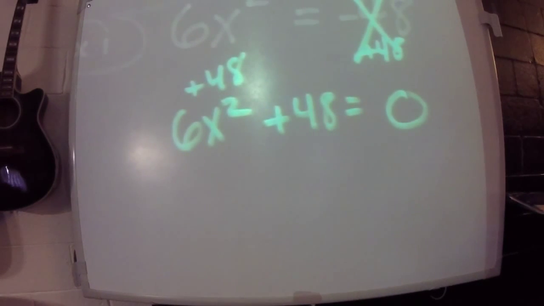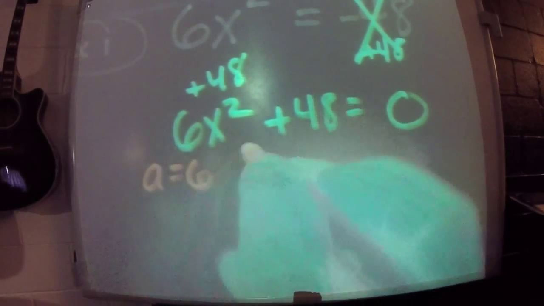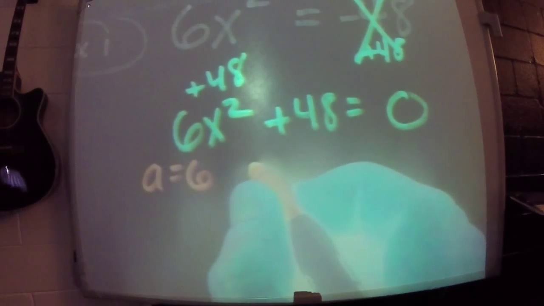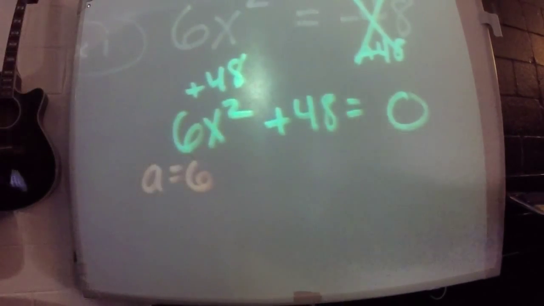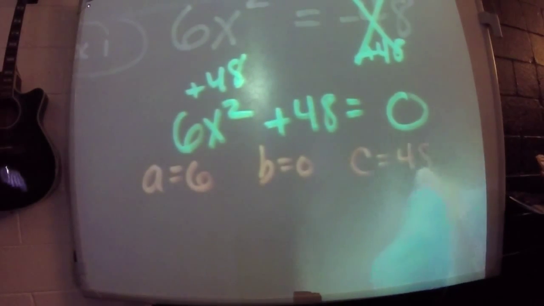Okay, now I'm going to identify my A, B, and C and put it into the formula. So what's A? 6. What's B? B is 0. Remember, B is supposed to be the x piece. So it's the one that's missing, and if it's missing, it's 0. And then C is 48.